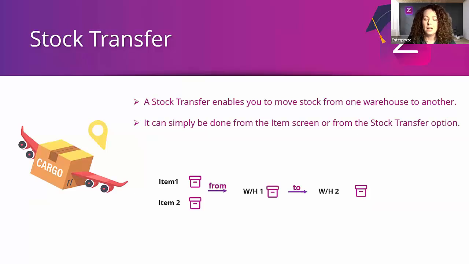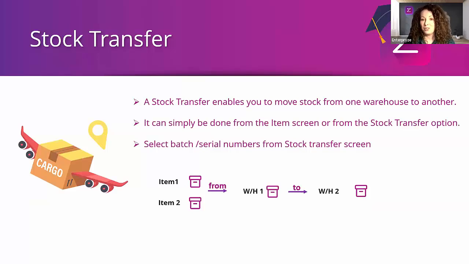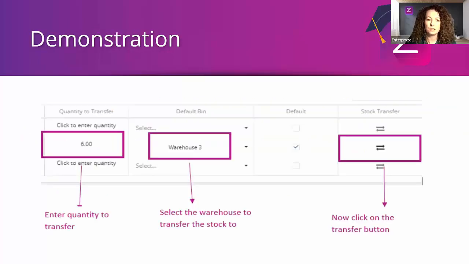Nice and simple. So it can be done in two places, as I've already mentioned, the item master screen or directly through the stock transfer option. And of course, if you've got batch or serial items, you can select the batch or serial numbers to move as part of that transfer as well. So that's important to note.